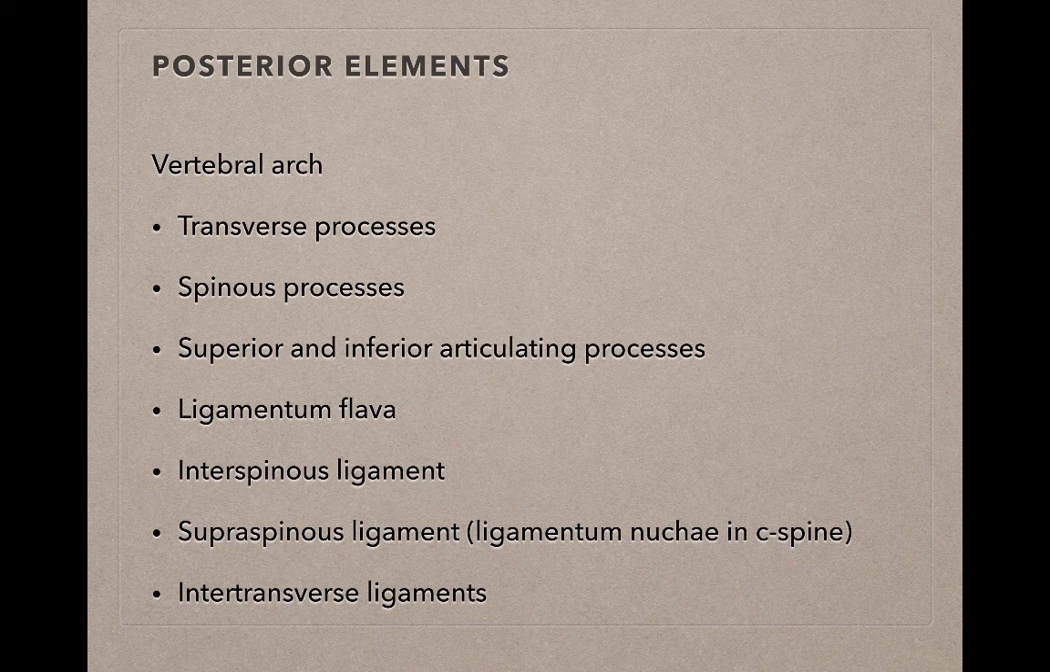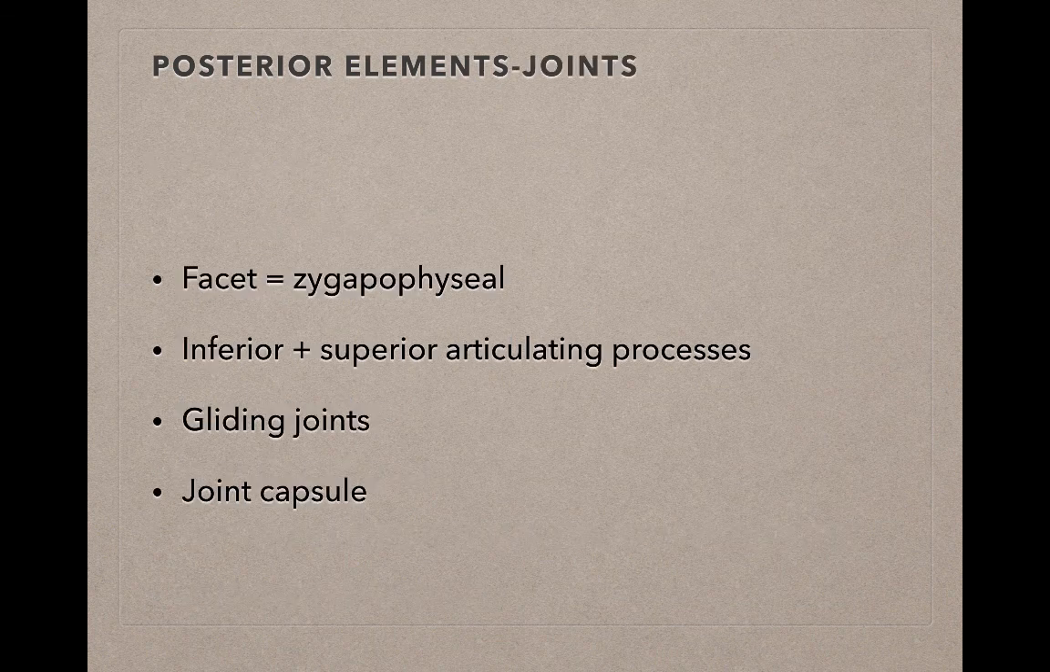The intertransverse ligaments connect adjacent transverse processes. The posterior elements help form the facet joints. These are also known as apophyseal or zygapophyseal joints. Most vertebral bodies will have a superior and inferior articulating process. The inferior articulating process of one vertebra with the superior articulating process of the vertebra below it form the facet joint. So when you have two vertebrae, one stacked on the other, you're able to form two facet joints.